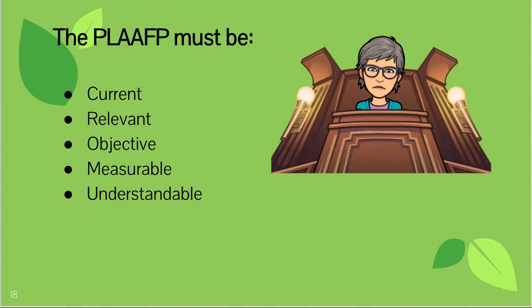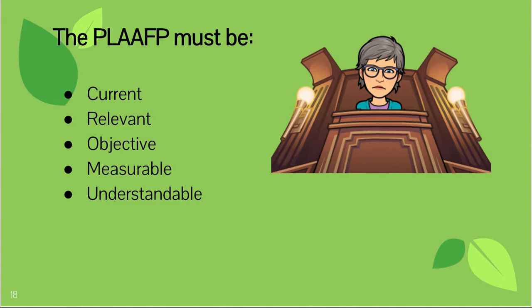And then we've got some rules about the PLAF. The PLAF must be current, relevant, objective, measurable, and understandable, because this has to provide an accurate picture of what the student can and cannot do in a specific academic or functional area. That's how we establish that baseline for progress monitoring. In order to develop an appropriate present level statement, the current baseline and progress monitoring data are needed, and we have to include them.